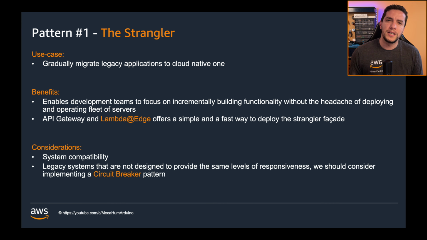So what should you consider before kicking off such a migration? Well, first of all, this pattern cannot be used in systems where requests to the backend cannot be intercepted and routed, right? We rely on the API Gateway here as a facade to do the routing for us. And not all apps are built this way. So just something to keep in mind. And also the fact that oftentimes legacy systems are not designed to provide the same level of responsiveness and resilience that you see in serverless, which brings us to our next pattern.